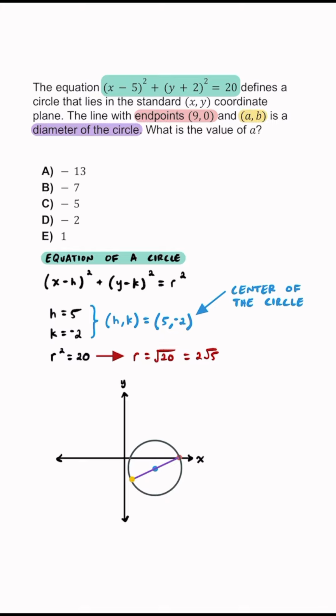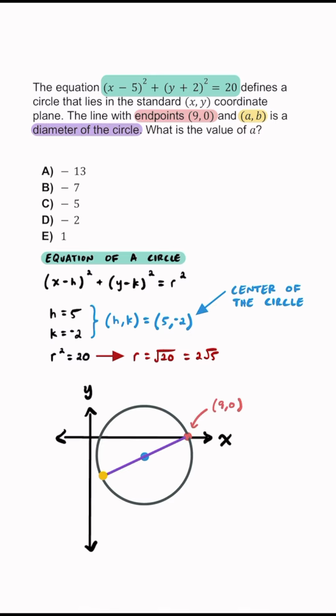Let's zoom in on this a little bit. Taking a closer look, we know that this point is (9, 0), this point is (5, −2), and this point is (a, b). Given that this is the diameter of the circle, that must mean that this is going to be the radius, and this is also going to be the radius. This center is also going to be the midpoint between these 2 points.